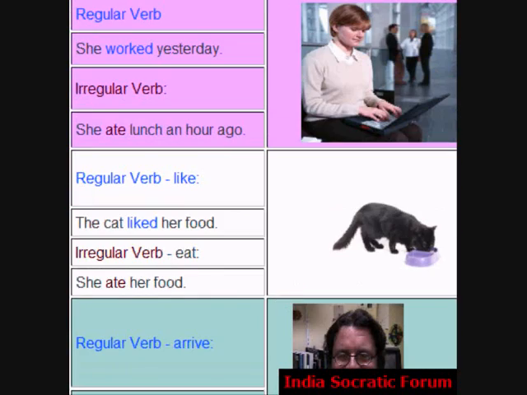Okay. Another one for a regular verb. She worked yesterday. For irregular verb, it's she ate lunch an hour ago. For the regular verb like, the usages. The cat liked her food. Liked. Irregular verb, eat. She ate her food.